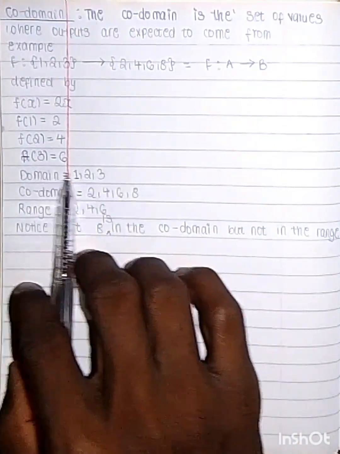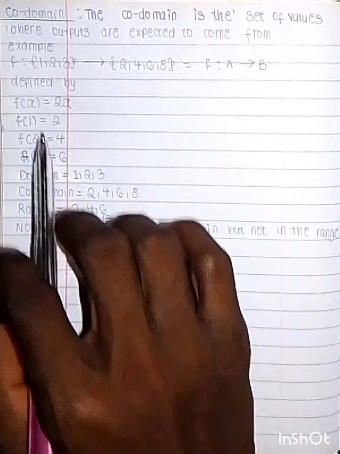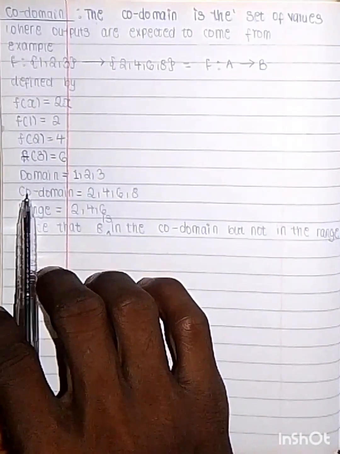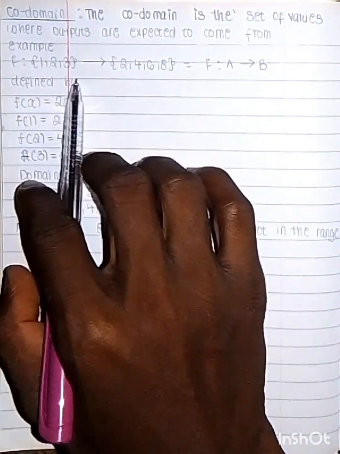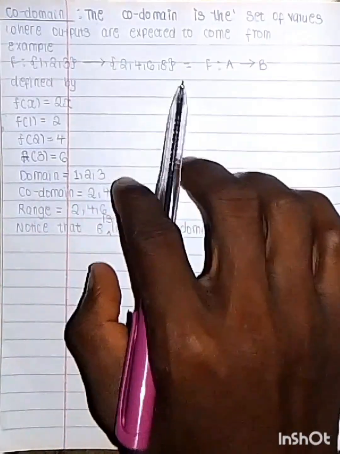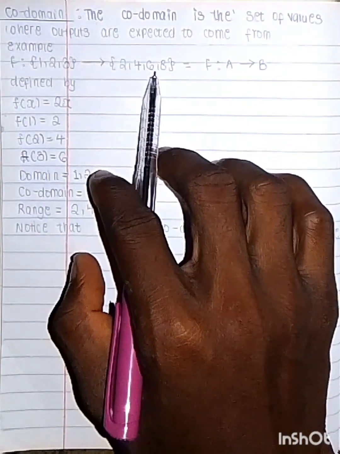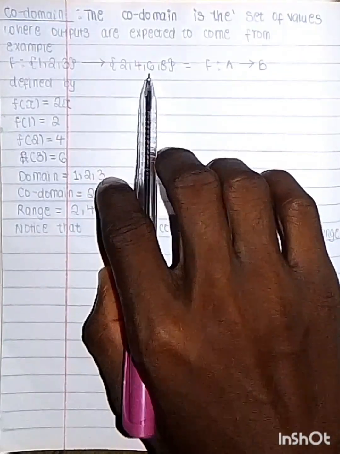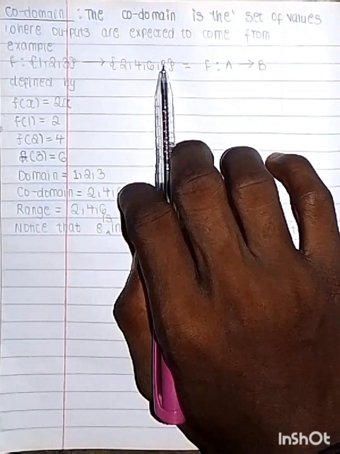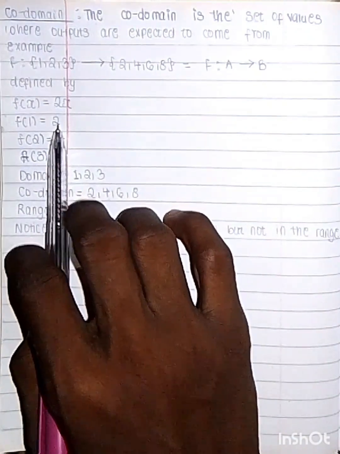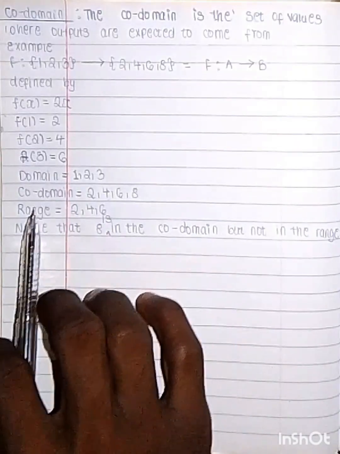Now, here is written that the domain is 1, 2, 3. We all know what the domain is, set of values that are used to start the calculation of a function. And then we have the codomain. The codomain here are 2, 4, 6, 8. Since these values tend to this value, you can see that these values are the set of values where the output are expected to come from. Now, the outputs in this case are 2, 4, and 6, which is a range.